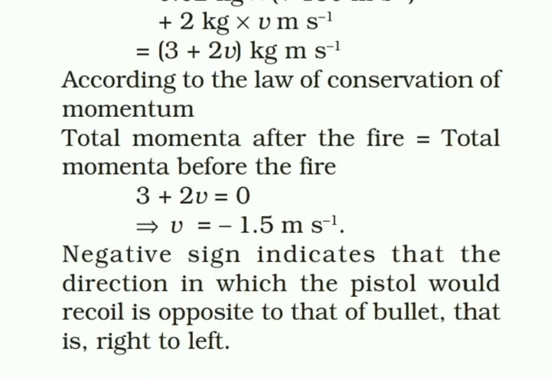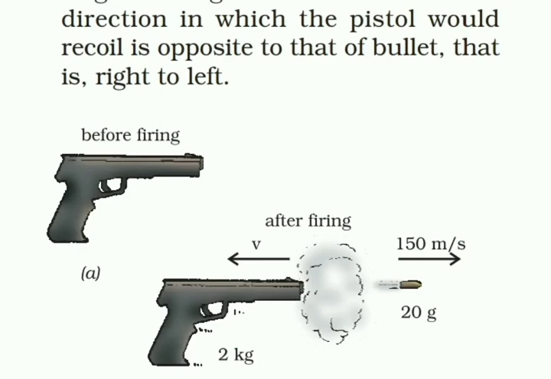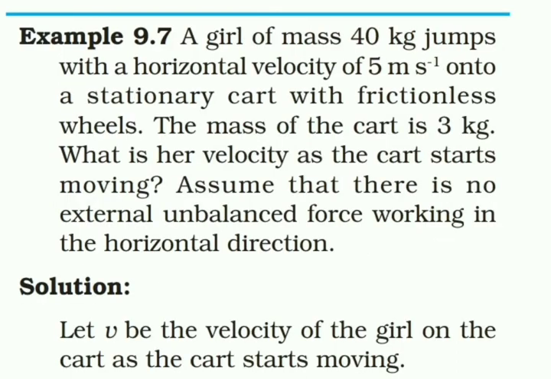According to the law of conservation of momentum, total momentum after the fire is equal to total momentum before the fire. Then 3 plus 2v equal to 0. By solving the equation, we get the recoil velocity v equal to negative 1.5 meter per second. The negative sign indicates that the direction in which the pistol would recoil is opposite to that of the bullet, that is right to left.